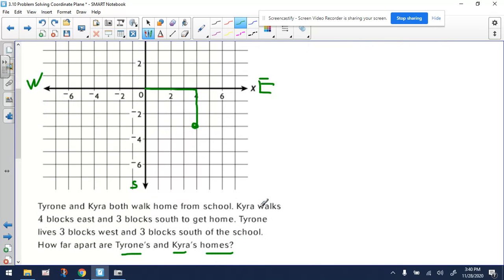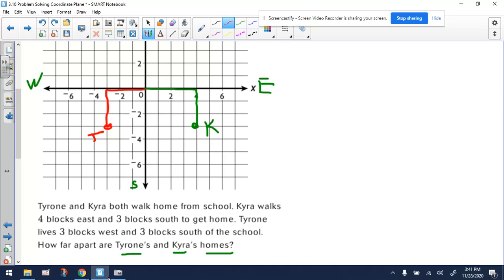All right, so she's home, right? She's home. Let's put a K. All right, so for Tyrone, he lives 3 blocks west. So let's use a different color for that. So if he's going to the west, he's going this way. 1, 2, 3 to the west, and then 3 blocks south. So let's go 1, 2, 3 blocks south. And let's put a T for Tyrone.